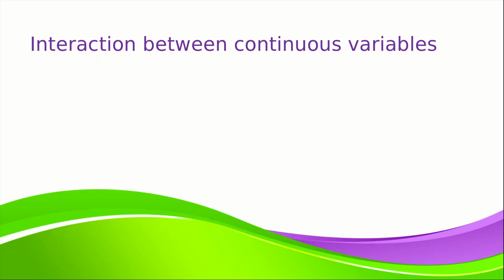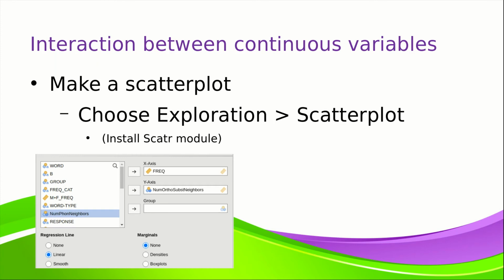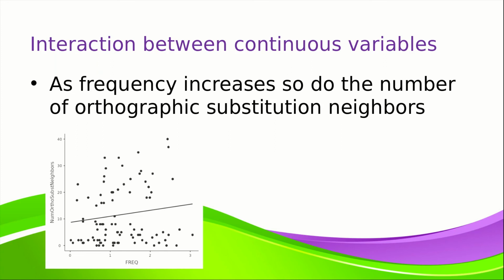How about an interaction between continuous variables? Well, in this case, we're going to look at the interaction between frequency and the number of orthographic substitution neighbors. It doesn't reach the 0.05 level, but as I've talked about in another episode, we shouldn't just throw it out for that reason. We need to look at it. Best way to do this is to make a scatter plot, so choose exploration and scatter plot. And if scatter plot doesn't show up, it means that you need to install the scatter module. What we see is that as frequency increases, so do the number of orthographic substitution neighbors.